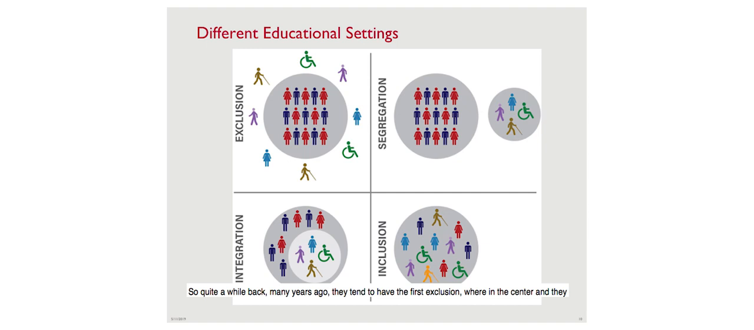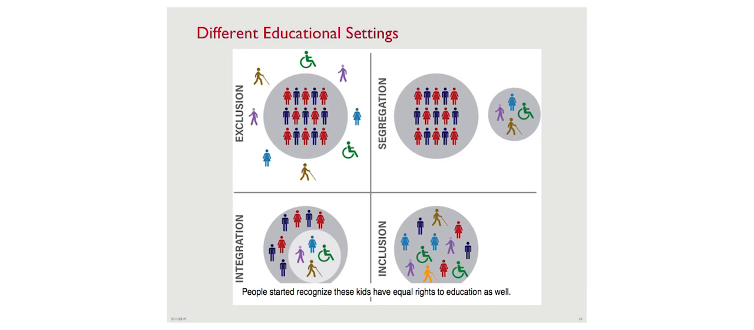Quite a while back, many years ago, they tended to have the first one, exclusion, where in the center they had the regular boys and girls without a disability. Of course, they would go to school, but the different kinds of disabilities are outside of that circle. And they didn't go to school at all. They didn't get any kind of education. They were just left out. They would stay at home with their parents, or work on a farm, or maybe even an orphanage. They had nothing, no access.